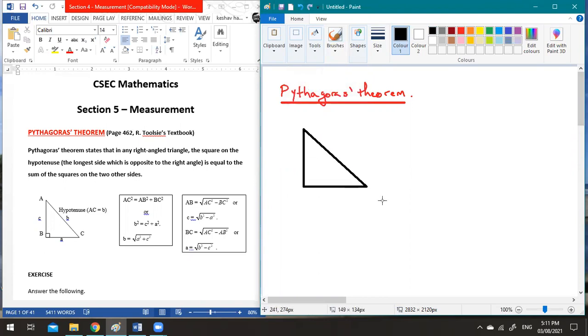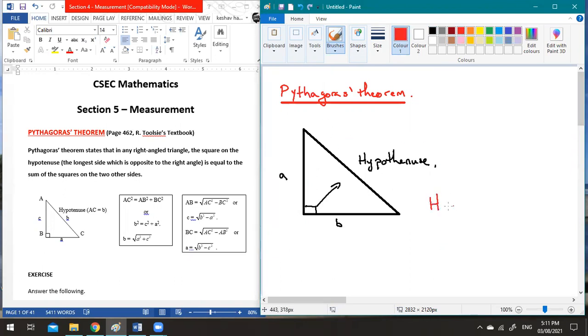For any right angle triangle, this will be the right angle. Opposite the right angle will always be the hypotenuse. And you can call the other two sides A and B. What the formula says is, H is the hypotenuse, so H squared is equal to A squared plus B squared. That is basically the formula for Pythagoras' theorem.